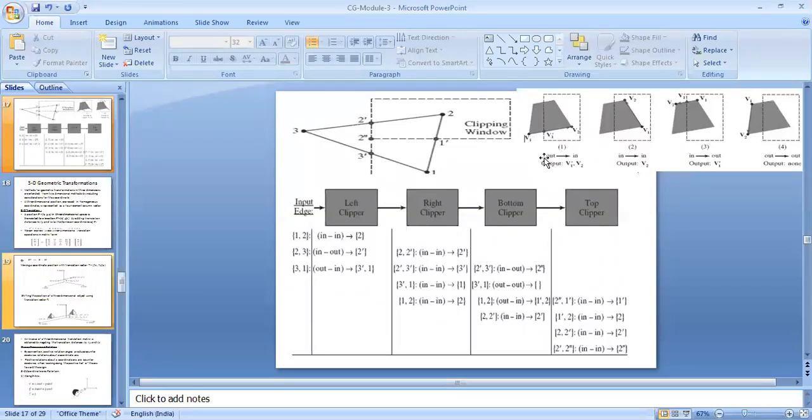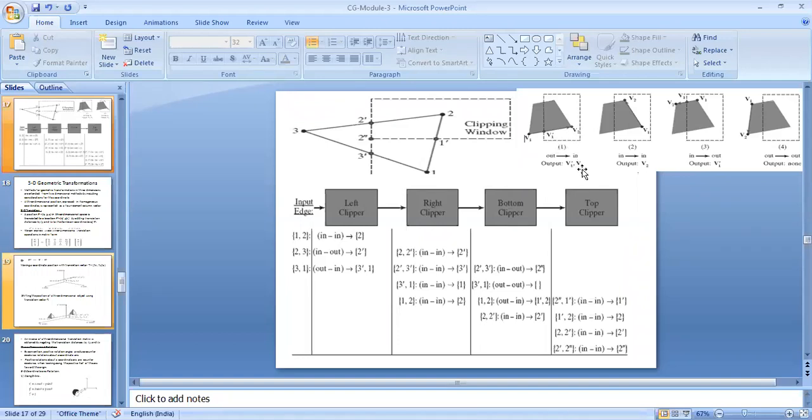That means if I am moving from out to in, then only consider the intersection point and the second vertices. This is the first thing they said, right? Whenever an edge is moving from outside to the inside, consider only the intersection point and the second vertices. This is the first thing that you need to remember.